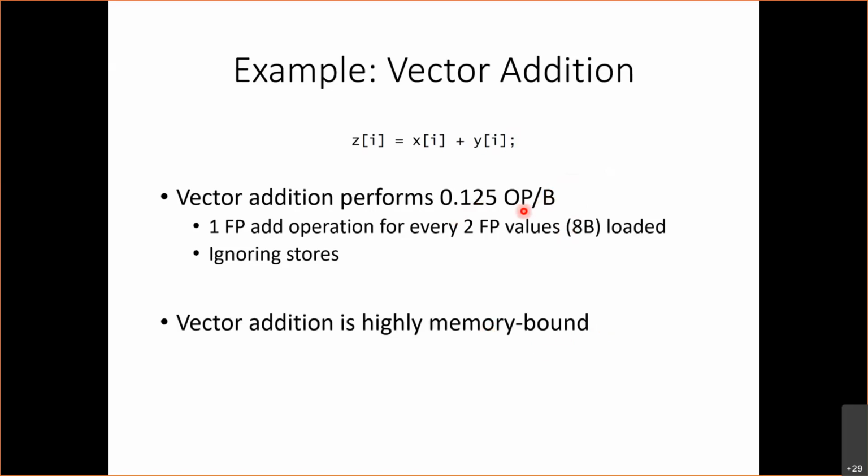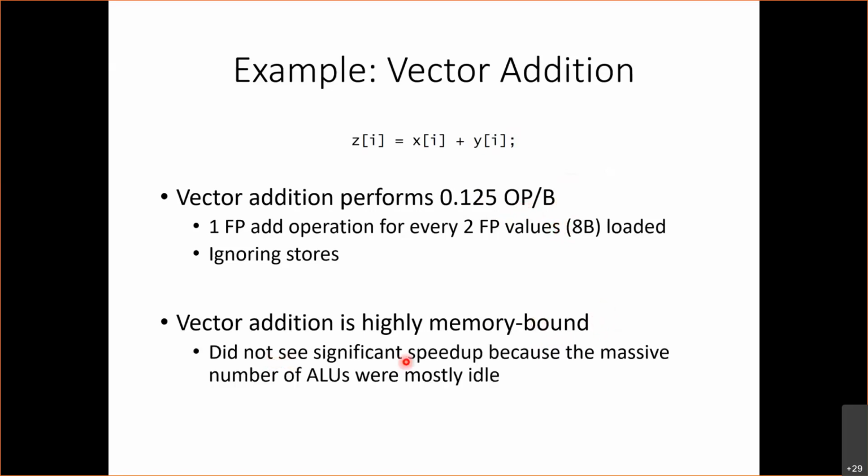The operational intensity, or the floating point to global memory access ratio, is very low. And this is why we did not see a significant speed up because of the massive number of ALUs. We didn't see a significant speed up for vector addition between GPU and CPU, because this massive number of ALUs that we got was idle most of the time.